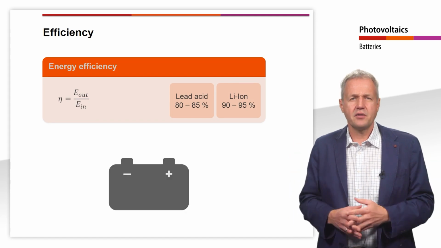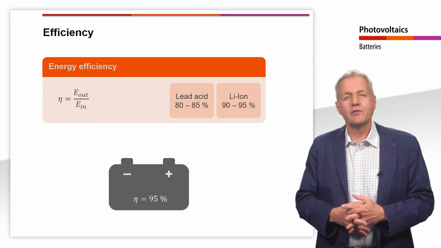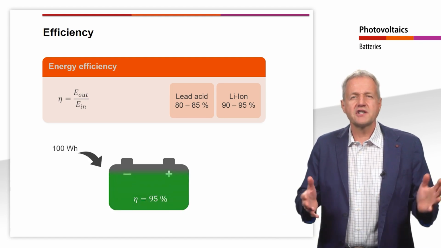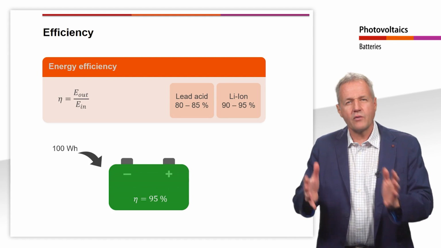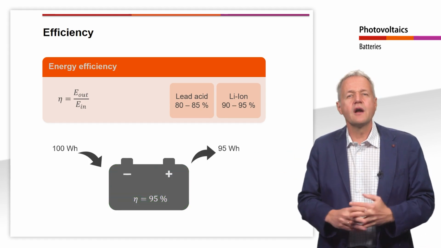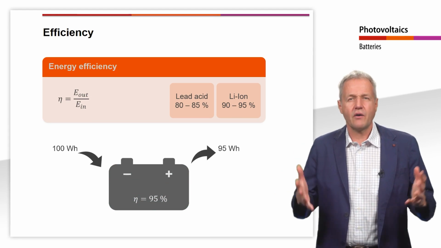Let me give you an example. Let's imagine a battery with an efficiency of 95%. We now charge this battery and put, for example, 100 watt hours into it. When discharging, however, we can only withdraw 95 watt hours from it.